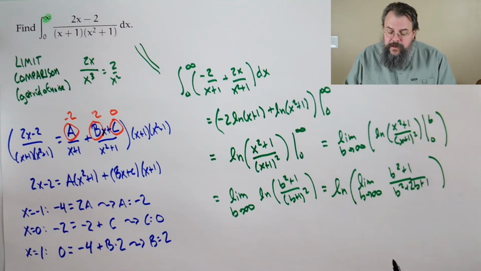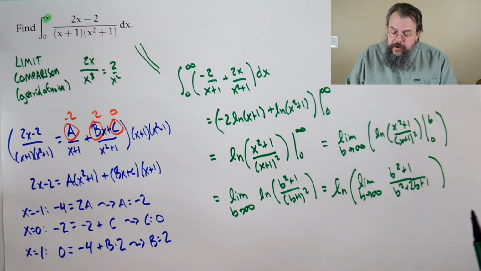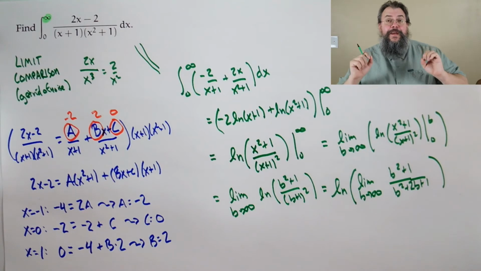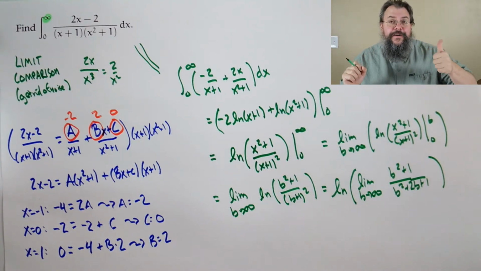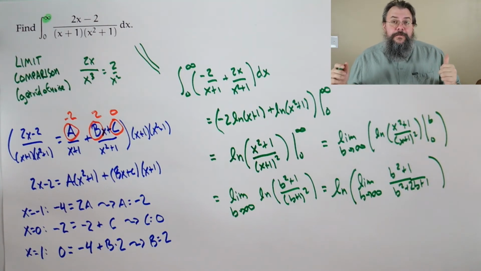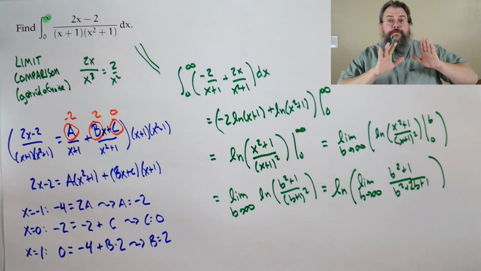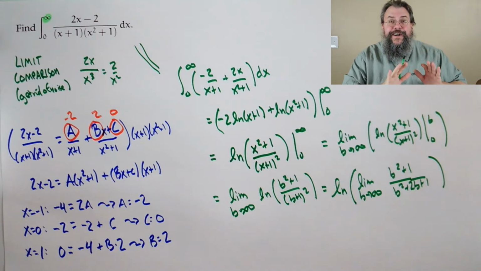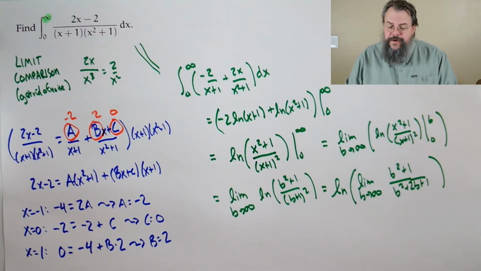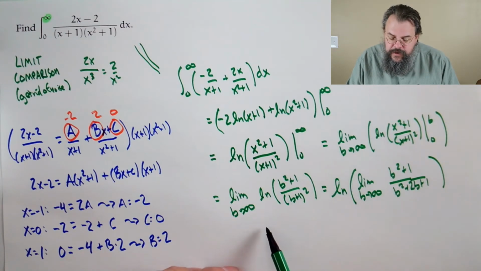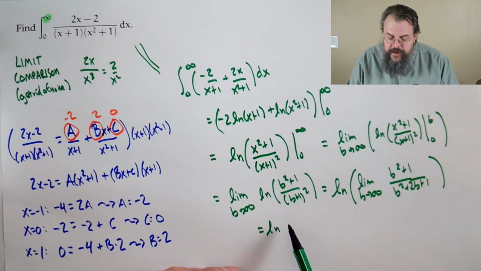Now here, we could do L'Hopital on the inside, or we could just say, hey, they both have the same rate of growth. They're both b squared. So you could say, look at the leading coefficients, and that works. Or if you want, you could say, let's push on the brakes. Slow it down, slow it down. And one way to push on the brakes is you could multiply both top and bottom on the inside by 1 over b squared.